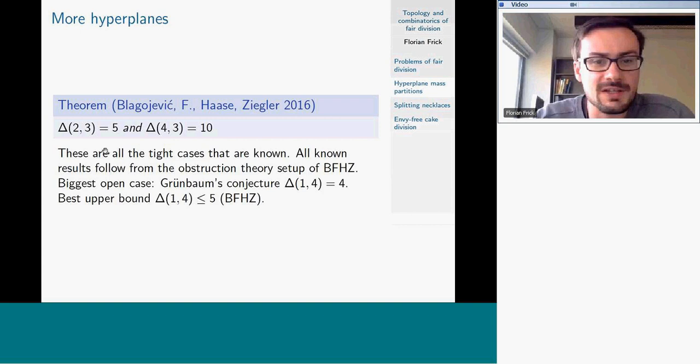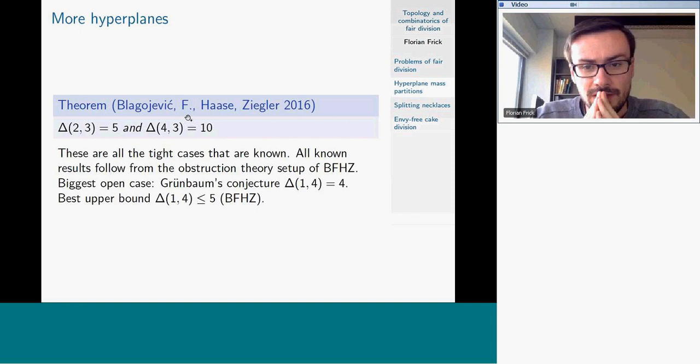And for three hyperplanes, even worse, right? Because for instance, it's one, two, or four masses where we have an exact answer, and otherwise only upper bounds that we don't know whether they're tight or not. I see. Right.